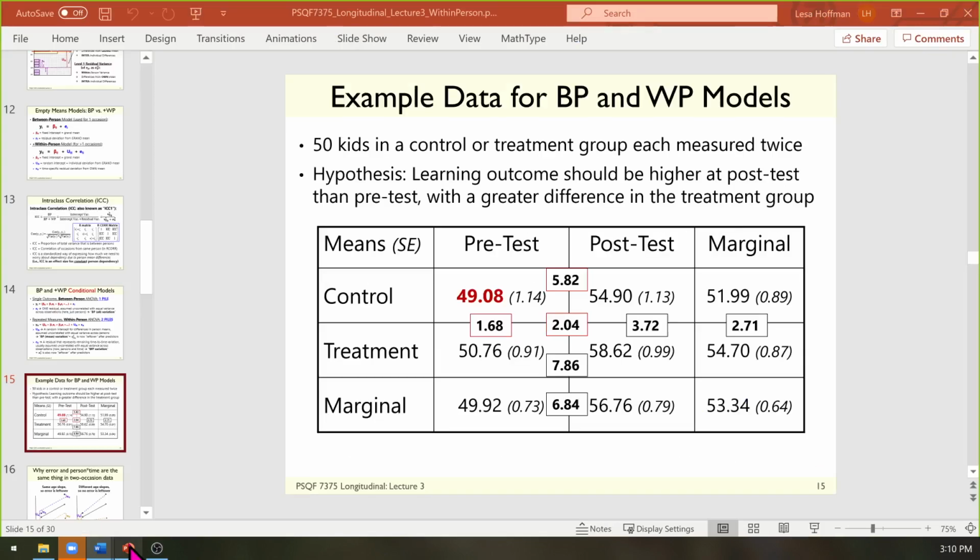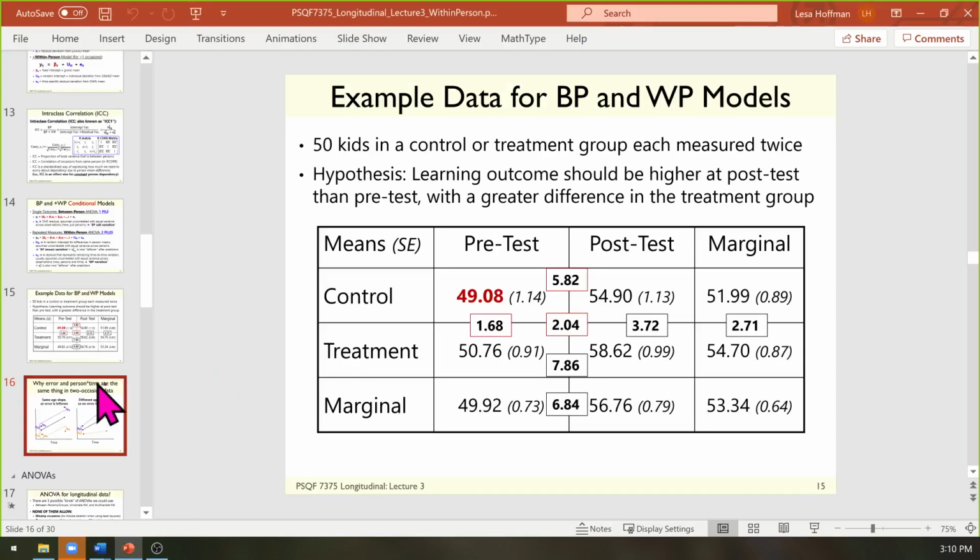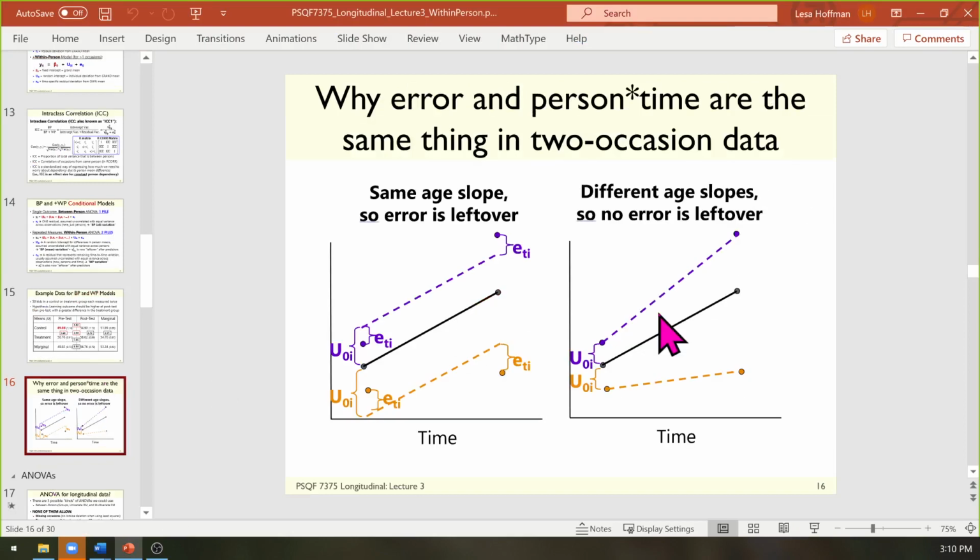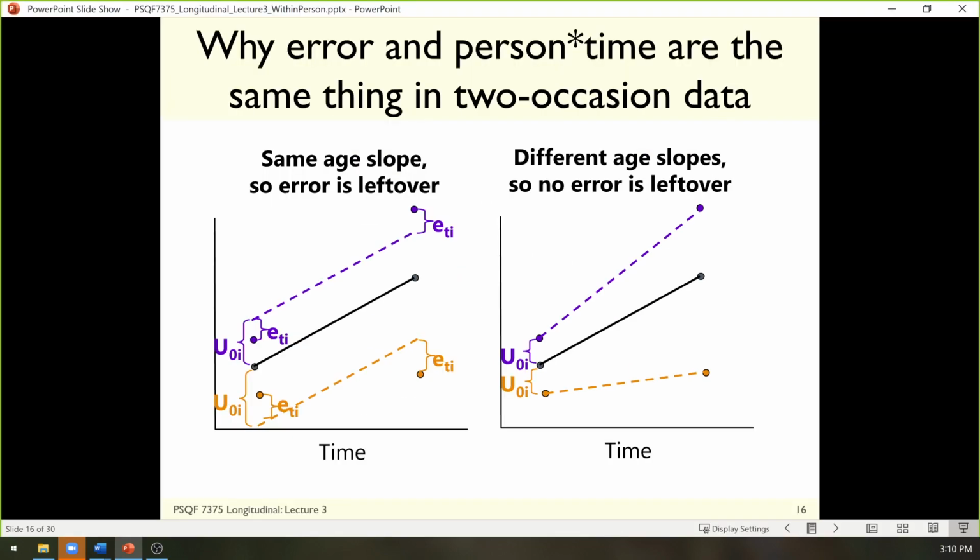So let me show you a picture about what I'm talking about. This is slide 16. So in two occasion data, I can either say this on the left, which is what I have. So this is a picture of everybody within the same group. So people from the same group have the same age slope. They get a different random intercept, so they are allowed to shift on the y-axis. And they have a residual, so that each occasion can be different than what is predicted based on their group.